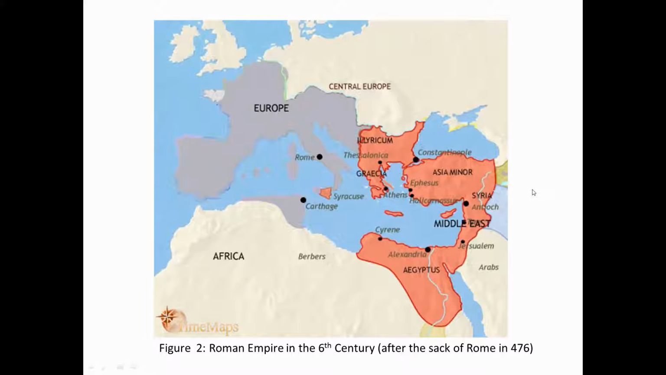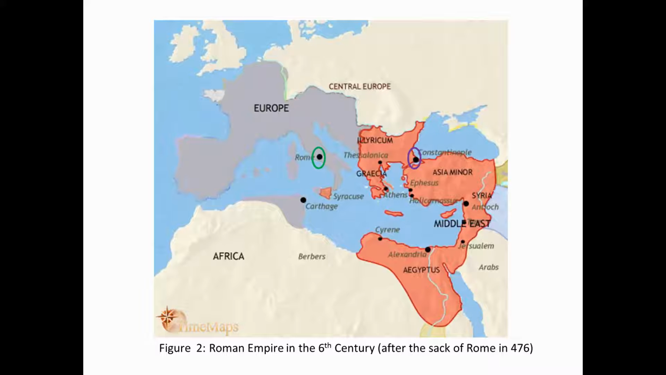After the large sack of Rome in 476, here is Rome, right? And you can see there's no longer a Western Roman Empire, but we do still have Constantinople over here taking care of the Eastern Empire. So this sort of falls, you could say, and this stays and keeps transforming and eventually becomes the Byzantine Empire.